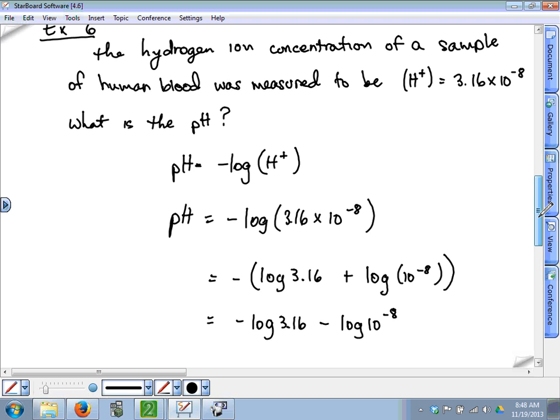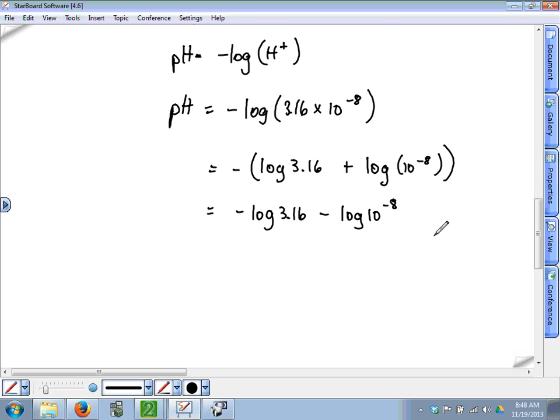Now since this has an exponent of negative 8, that can move down to the front, but there's already a minus in front of that logarithm. So it's changed to positive, so this becomes negative log of 3.16 plus 8 times the log of 10. Log of 10 is 1, exactly. Log of 10 is just 1, so this turns out to be 8 minus log base 10 of 3.16.